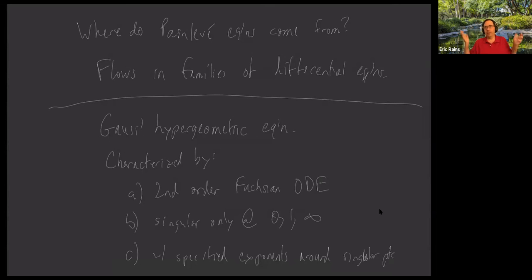And one of the things is that you can read that off from the actual equation, and I'll talk a little bit more about that. And the beautiful thing about Gauss's hypergeometric equation, which I believe was noticed by Riemann, is that if I tell you the exponents around the 3 singular points, that uniquely characterizes the equation up to changes of basis.